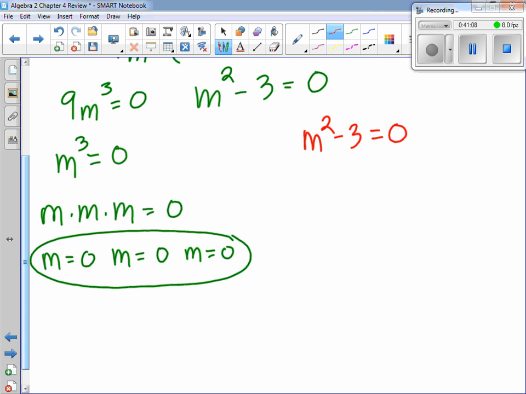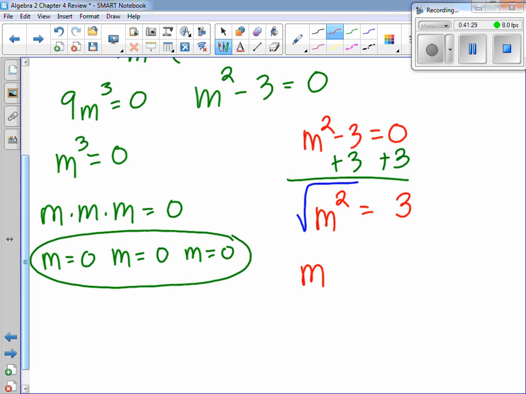I don't normally do that because do we have a middle term? So let's get m by itself. So I can add 3 to both sides, yes? M squared is equal to 3. What's the square root of m squared? I can square root both sides. And the square root of 3 would be plus or minus the square root of 3.